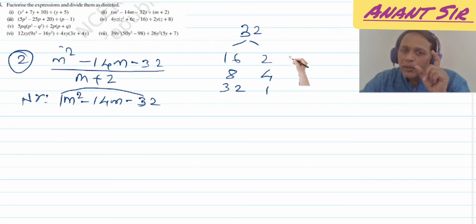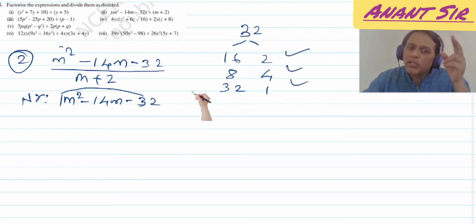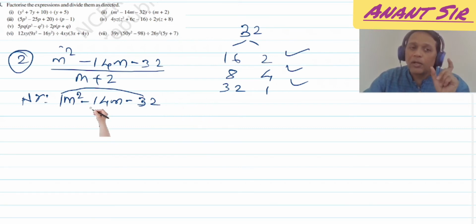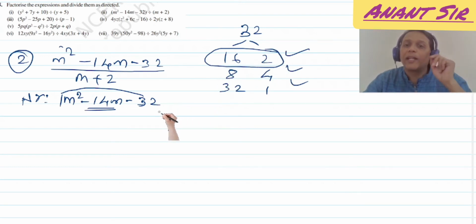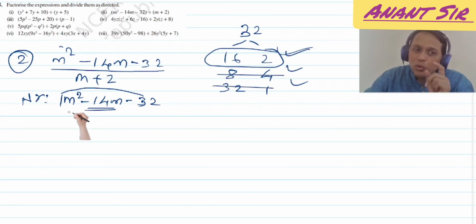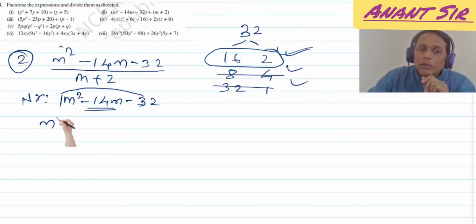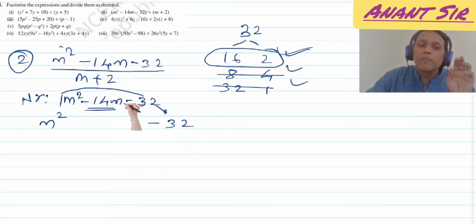Now, out of these three, one pair is our answer. If we add or subtract the numbers in that pair, we should get the middle term. So if we subtract 16 and 2, we get 14. That means this is our important pair. All other pairs are of no use to us. Okay, so now how are we going to solve this? We are going to write the first term and the last term as it is, without changing the sign also.